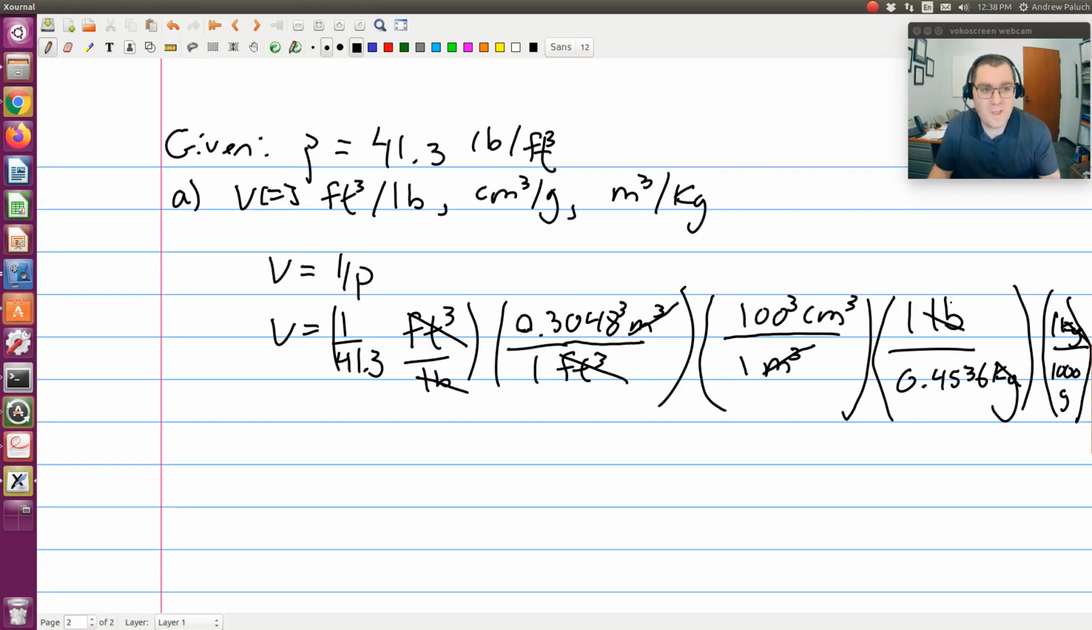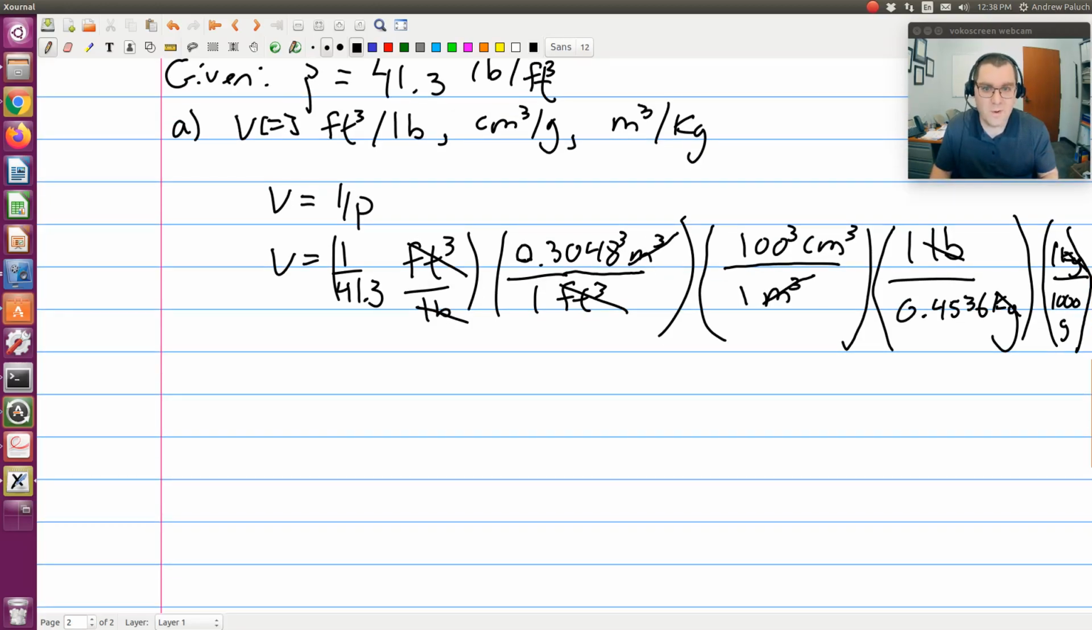This one's just complicated because we're given a density to begin with in English units. And so typically, you've probably in the past mostly just seen SI units. But conversion's not a problem. So that gives you your specific volume. Then in B, we're asked to get our molar volume, and it's going to be analogous.